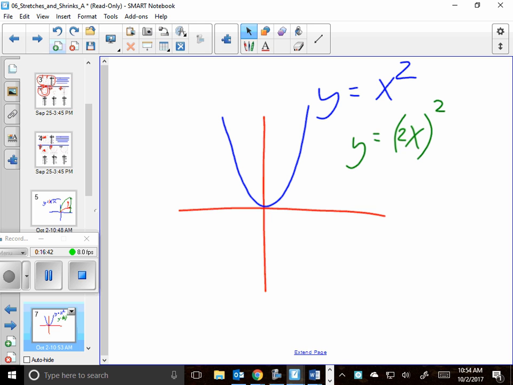Seems like it should be twice as wide, so it's not. What is it? Half as wide. You get, it looks a lot like the vertical stretch. It does.